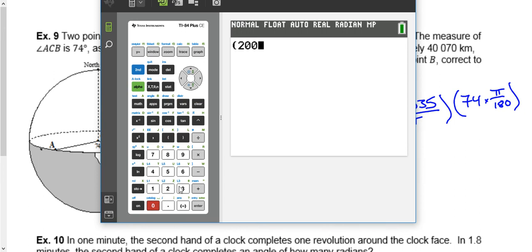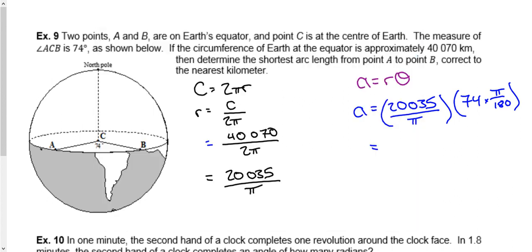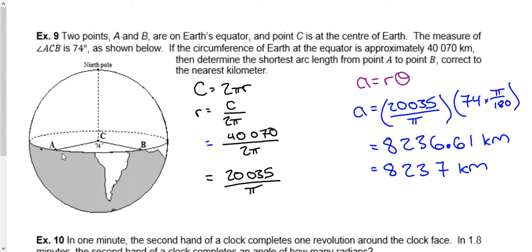We have our 20,035 over pi multiplied by that 74 times pi over 180. Answer: 8236.6 kilometers. So our answer is 8236.61 kilometers. And again, in the question it asks you to the nearest kilometer, so here we got to round up. So we're at 8237 kilometers for that little distance between A to B.